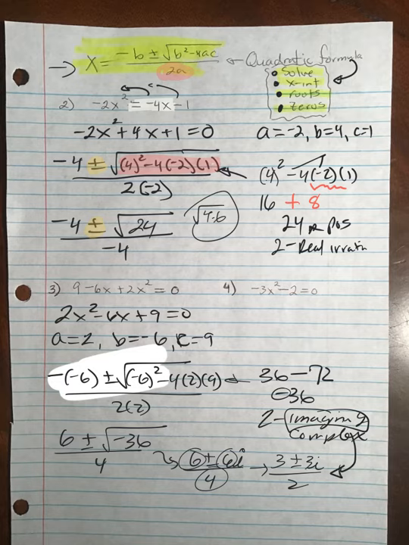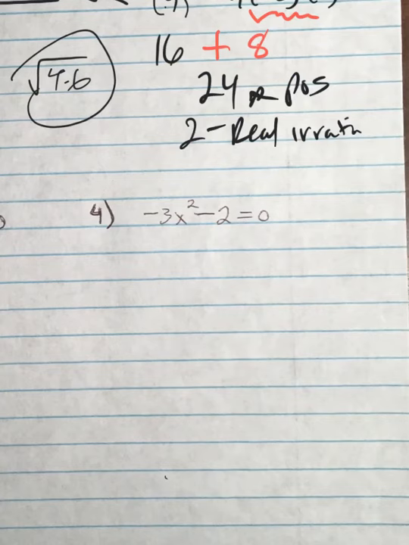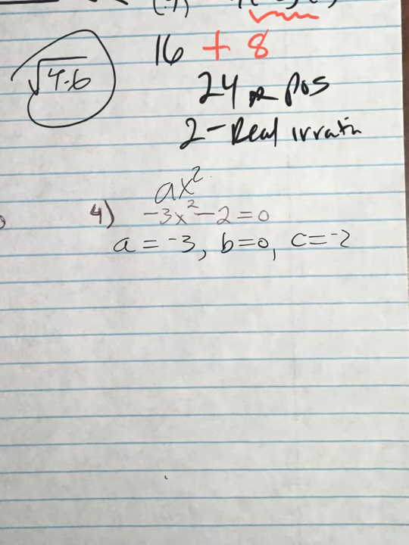Okay, last problem, number 4. Okay, number 4, we have our A is negative 3. Notice our B is 0. And our C is negative 2. So remember, it's ax squared plus bx plus c equals 0. And our linear term is our b. And notice we don't have a plain old x term. So our b is 0.